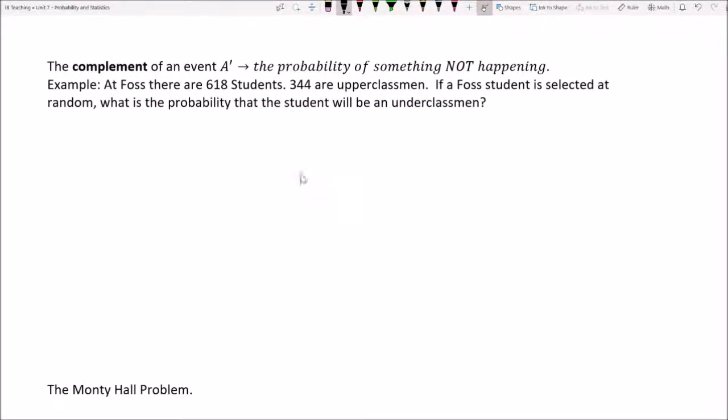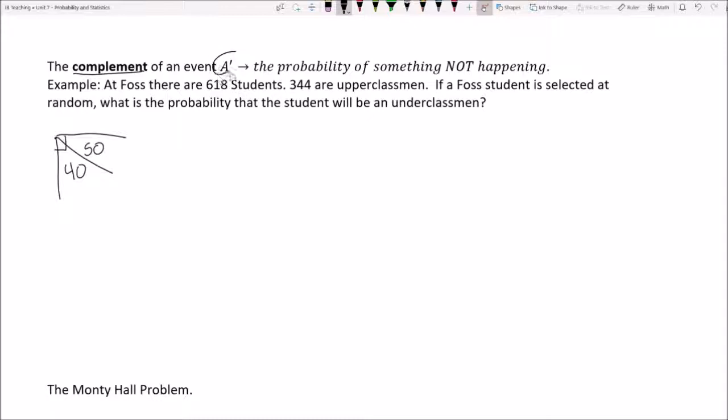What about the complement of an event? Guys, you probably learned in geometry that the complement of an angle, or two complementary angles, would be like two angles that add up to 90. They complete a right angle, and the root word of that is complete. I don't mean to cross it out, I mean to underline it. Let's see if I can do a better job. Hey, there we go. Complete.